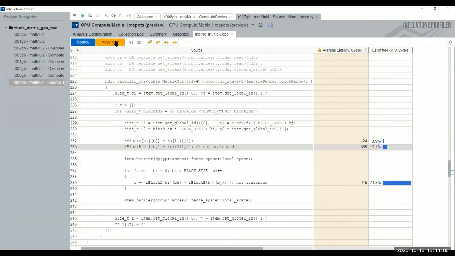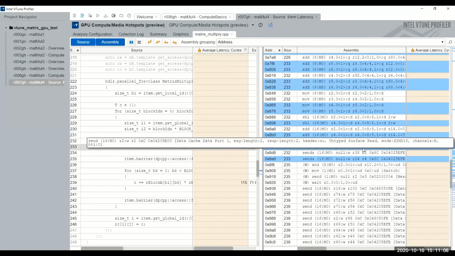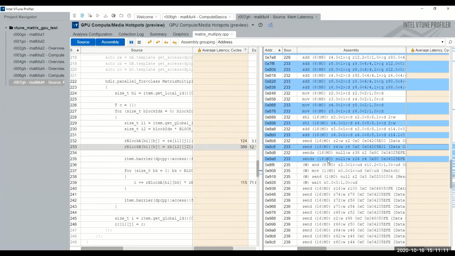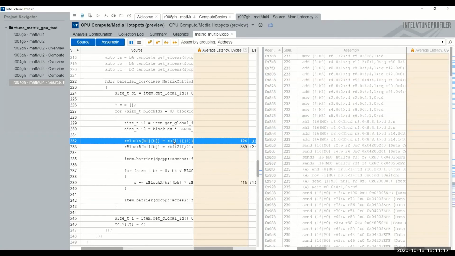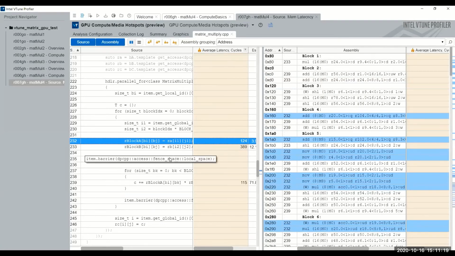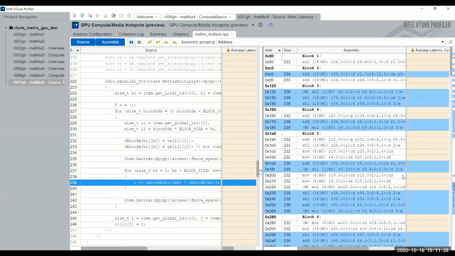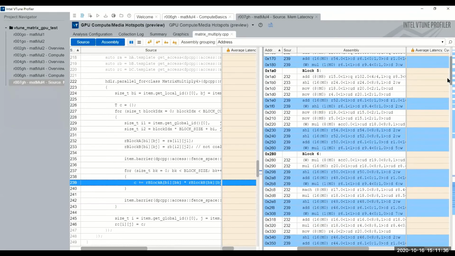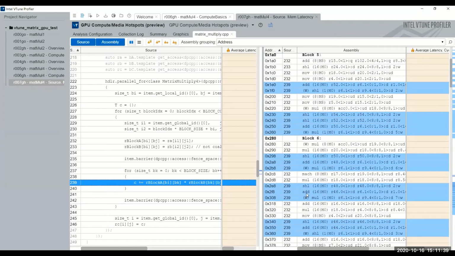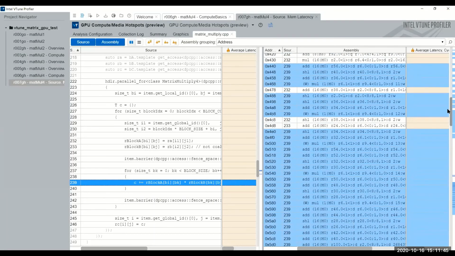Okay. Yeah, and if we press this assembly button, we can observe the corresponding assembly lines which are implementing this source line. They are dynamically highlighted for each line, so we can have quick info on the implementation of this matrix multiplication by the compiler, and which instructions are used for adding and multiplication in my algorithm.